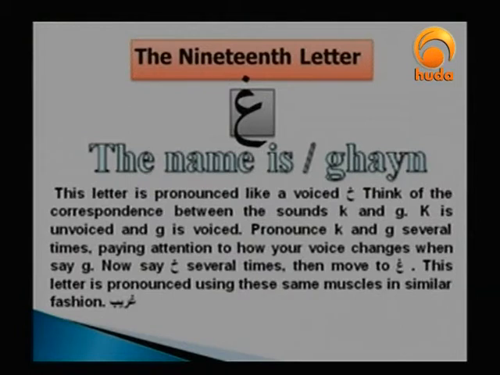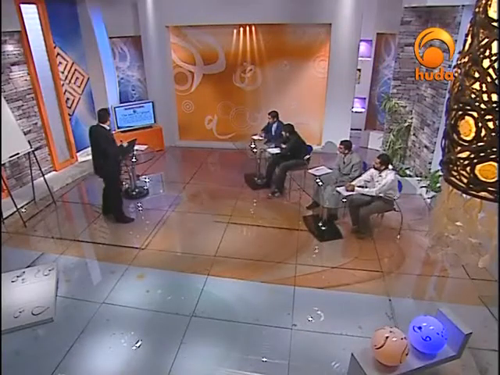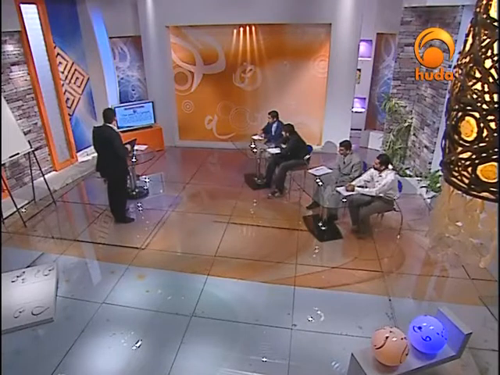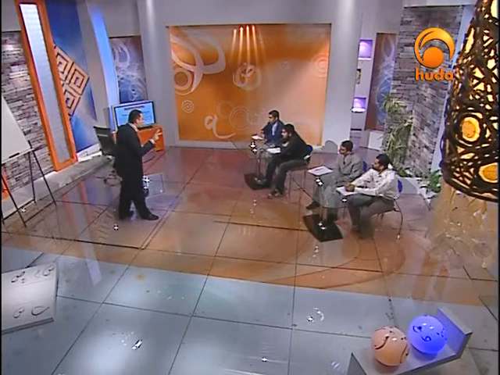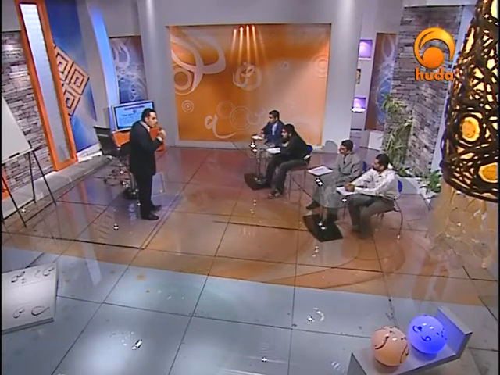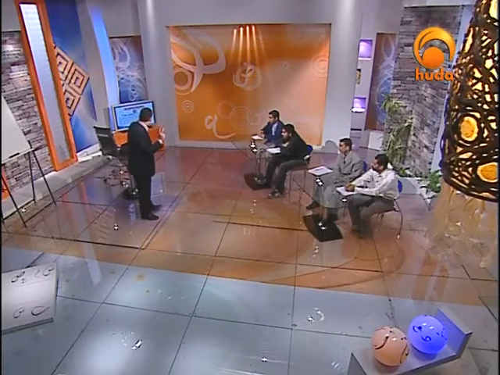Think of the correspondence between the sounds Ka, Ga. Ka is unvoiced and Ga is voiced. Pronounce Ka and Ga several times, paying attention to how your voice changes when you say Ga. So say Ka, Ga, Ga. Ka, Ga. Okay. Now say Kha. So Ka, Ga, Kha. Okay. Say all of them again. Ka, Ga, Kha. Okay.